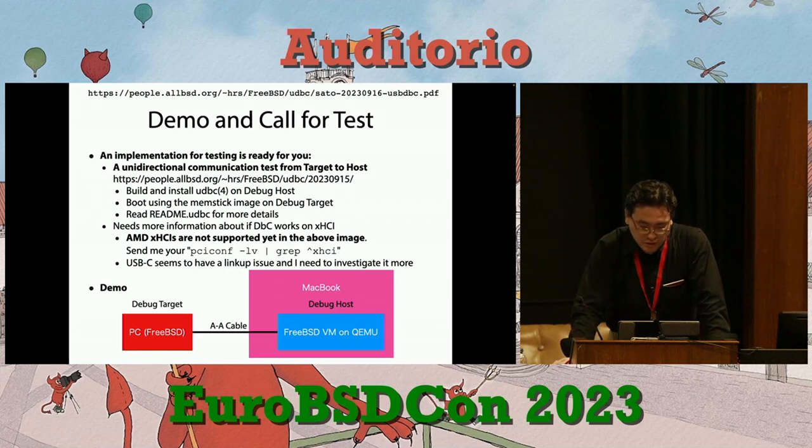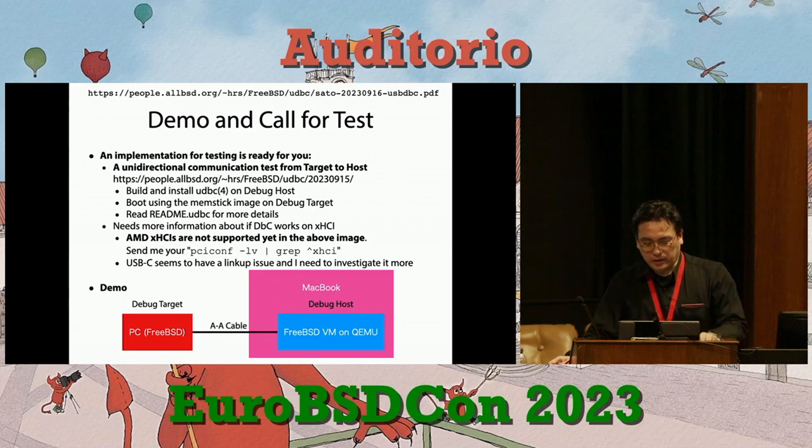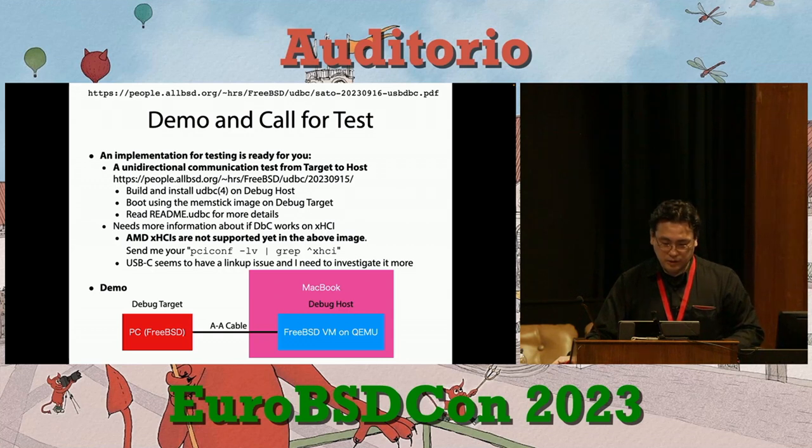One concern on my side is how well my implementation works with a wide range of hardware, including the AMD USB host controller. I tested many types of Intel USB host controller, and all of them worked. But some models have a link up issue, so before submitting the patches to the project, I would like to get more feedback. So if you're interested, please visit this URL. This URL has a client-side driver.